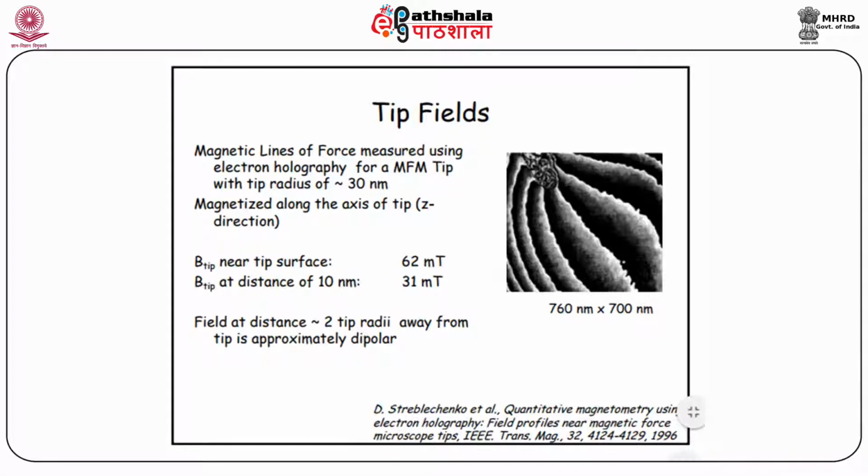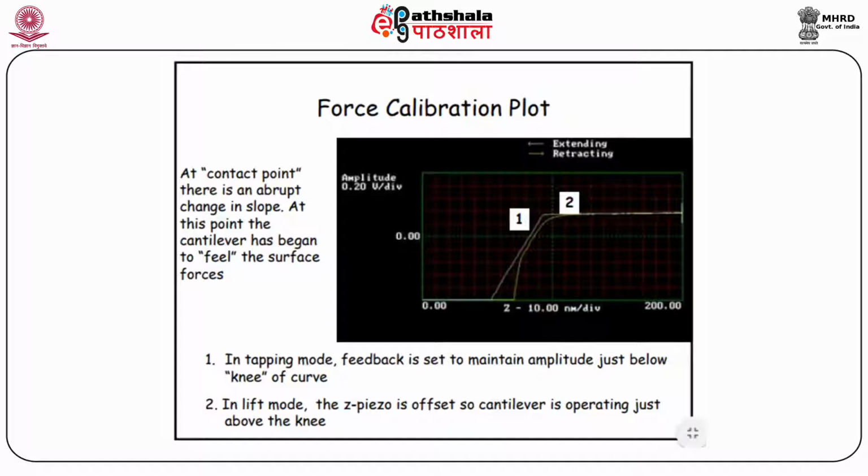The paper which first used this, that reference has also been shown here for the benefit of the learners. It indicates in what way we can plot a force calibration plot. At a certain point, there is an abrupt change in the slope. At this point, the cantilever has begun to feel the surface forces. In tapping mode, feedback is set to maintain amplitude just below the knee of the curve. In the lift mode, the Z piezo is offset, so the cantilever is operating just above the knee.